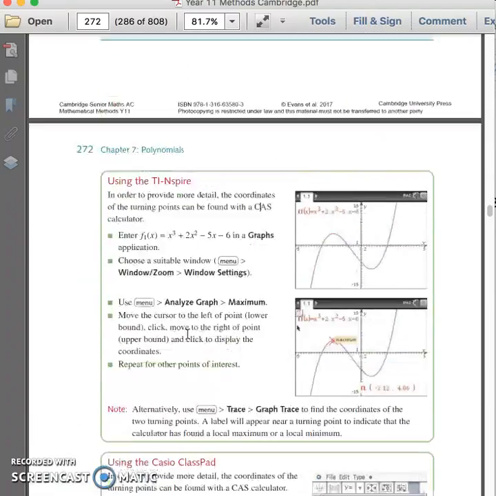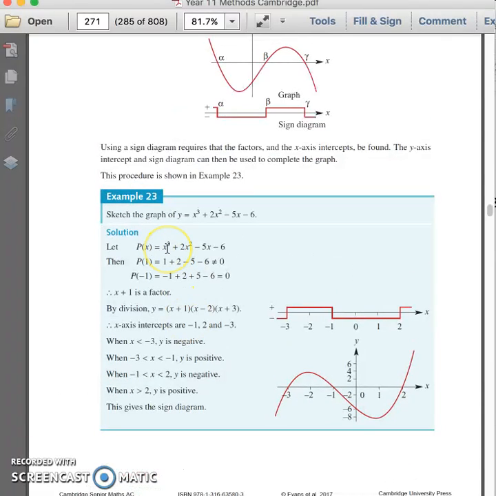So go to example 23 and you'll notice that we actually need to factorize that first. So this part here, they're testing numbers. They are testing factors of -6. So they've tested 1 and it didn't equal 0, so that wasn't one of the solutions. And then -1, it equaled 0, which means that x plus 1 is a factor of this cubic.